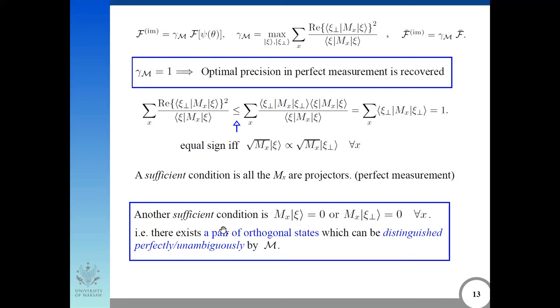In this case, this is equivalent to, if you think of it in terms of unambiguous state discrimination, that you can identify from the outcomes always 100%. If you get non-zero outcomes, you can identify either psi or psi prime. Therefore, another sufficient condition in words is that we can get gamma equal to one if this measurement M can perfectly distinguish some particular pair of orthogonal states. So this will be a property that we will use later.